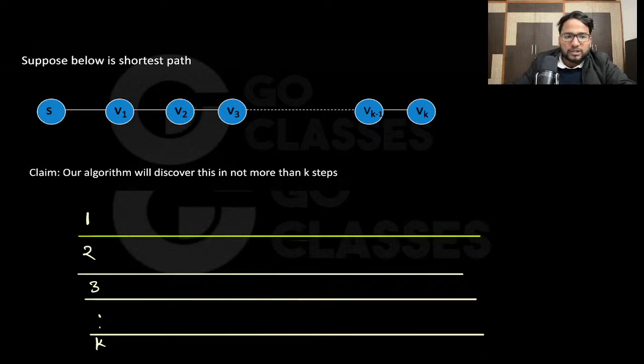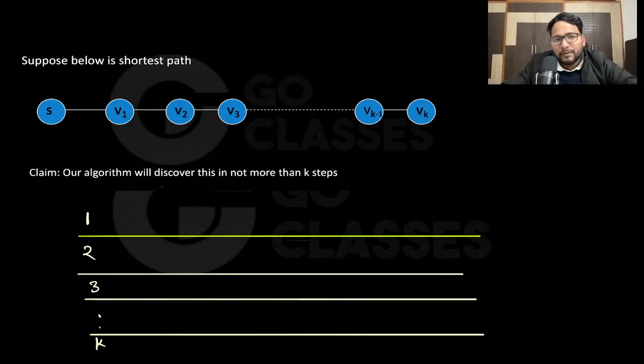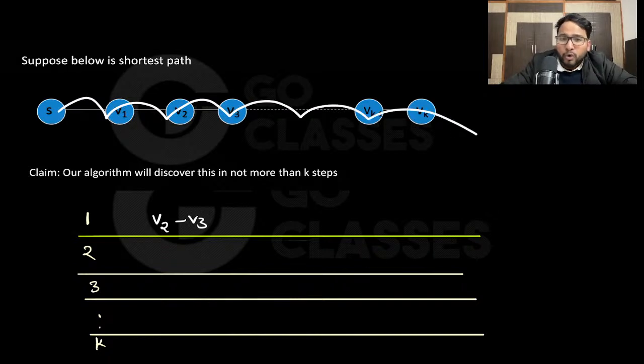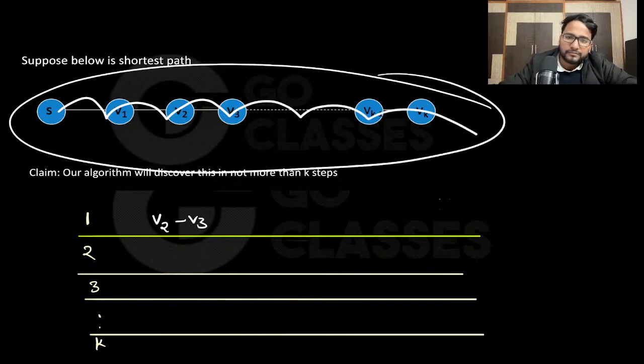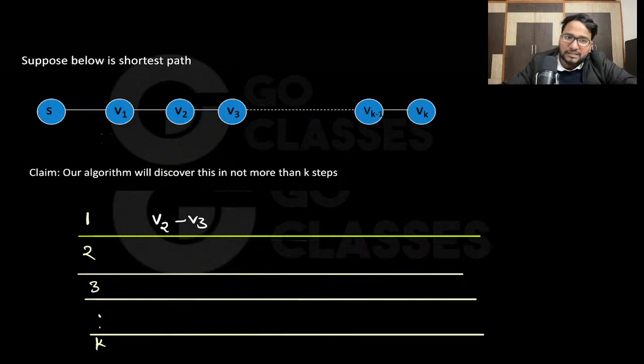Suppose this is the shortest path which is given to me. Now tell me, you relax in whatever order you want. Maybe you will be relaxing B2 to B3. Tell me, if you relax strictly in this order, won't you be getting the shortest path in just one iteration? I think yes, right? To all of these, you will be getting the shortest path in just one iteration if you strictly relax in this order.